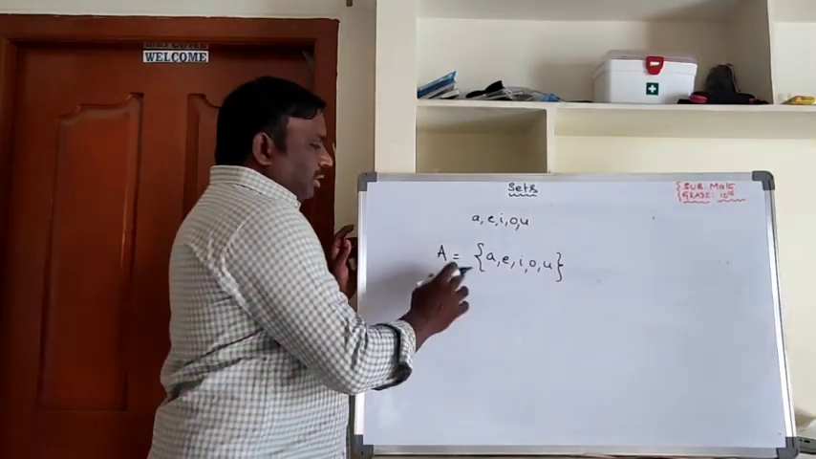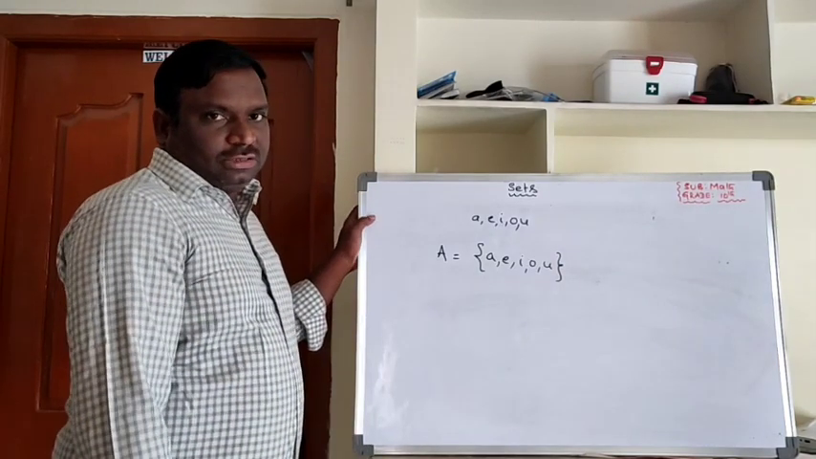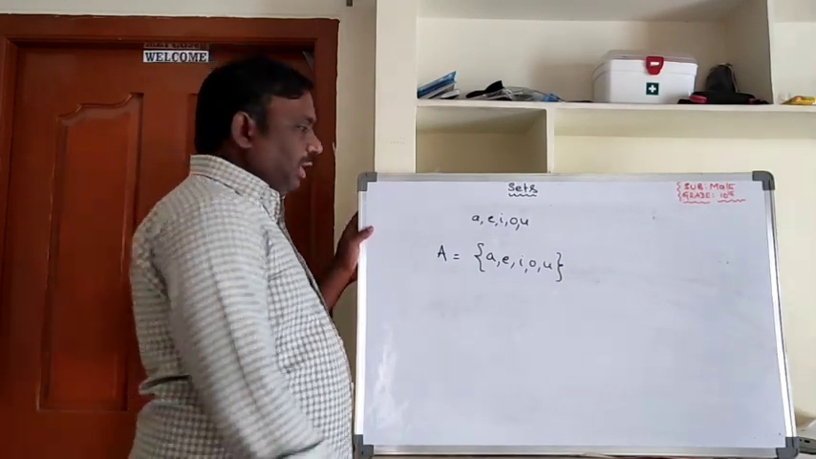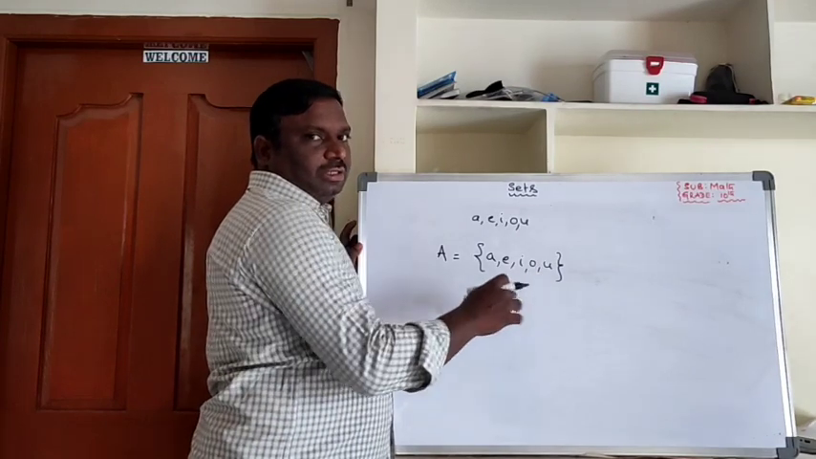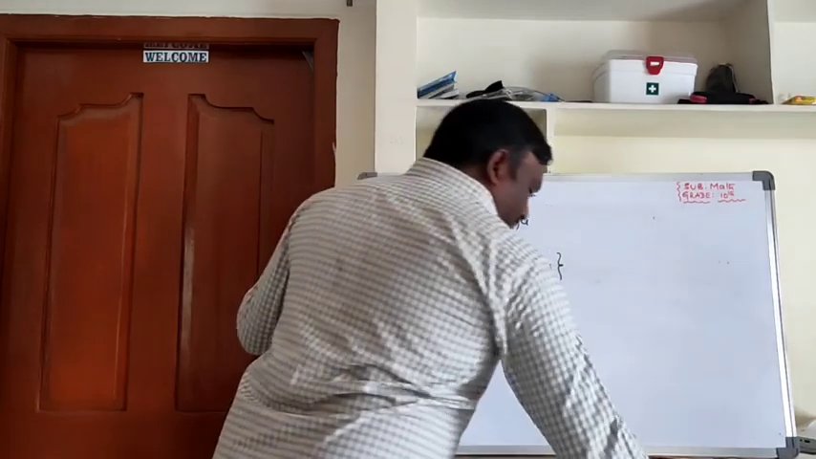Okay, and elements are represented by small letters. We cannot represent these elements with capital letters. Only a set is represented by a capital letter.